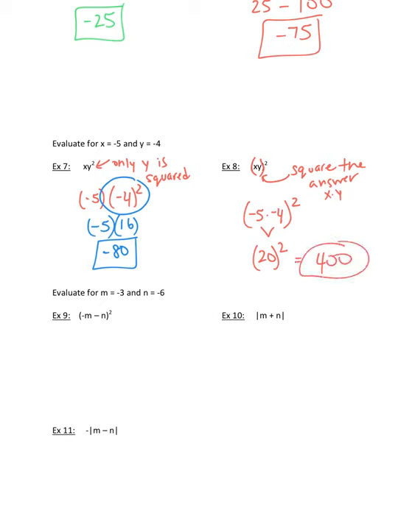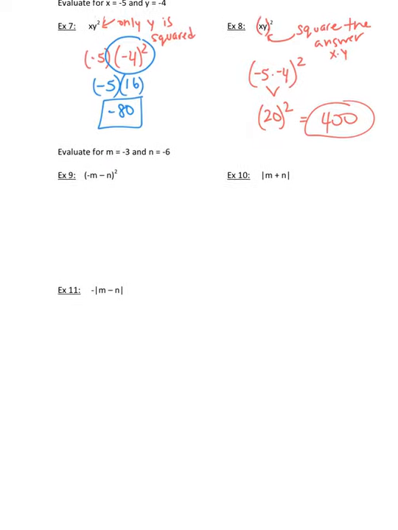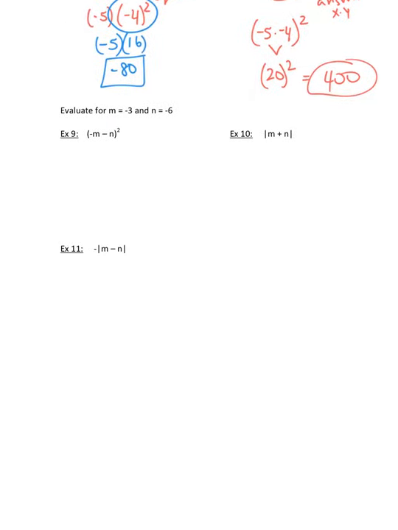Alright, so example 7 and example 8 look really similar, but the squared on parentheses means you do what's inside the parentheses first, then square the answer. In example 7, only the y has the squared. Okay, there's no parentheses. So you're only squaring the y. Okay, looking at example 9, you should pause this and try these on your own.